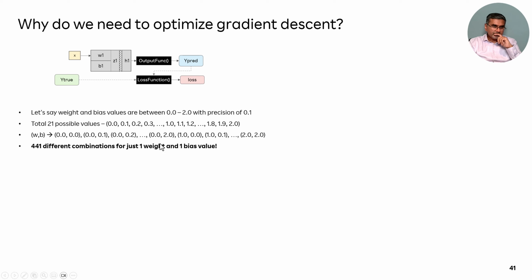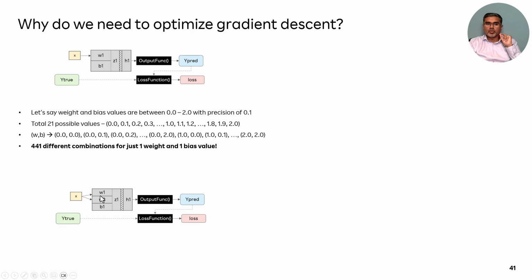Which means that if you were to build a neural network that will lay out all these 441 values, and then figure out what is the right combination of weight and bias values so that your X is predicting the correct Y, which is the same as true, 441 different combinations exist.